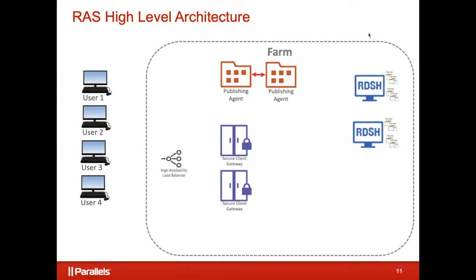So if we look at these pieces in action, the first user will come into the environment and connect, and they'll connect to the load balancer. The load balancer just does NLB and round robin. So it's very simple. It's going to say, okay, first person coming in, we're going to send them to gateway number one. The gateway is actually going to do the work here, but it's going to ask the publishing agent, what am I supposed to do with this guy, right? This user just came in, what am I supposed to do with him?